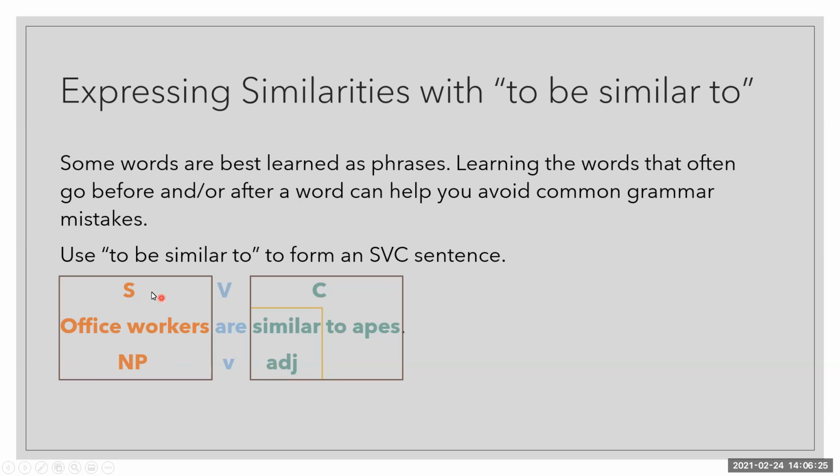So here's your noun phrase or subject, office workers, your be verb here, followed by the adjective similar. That's your complement. And notice that after similar, we have to add to plus the things that are being compared, in this case, apes. So apes are being compared to office workers.